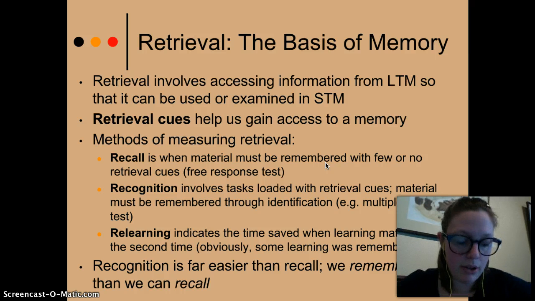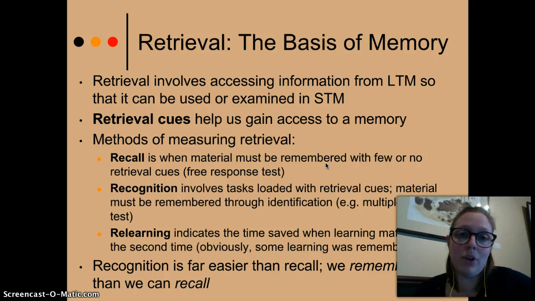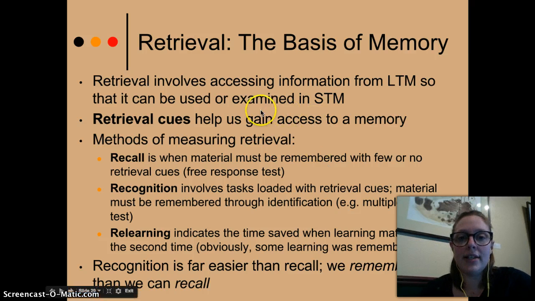We're looking today at retrieval, which is the basis of your memory really, and why we even have a memory. If you think about it, it's just like a golden retriever, right? You toss the ball and they go and fetch it. They retrieve the ball. So retrieval is simply that. We're retrieving memories. This involves accessing information from the long-term memory so that it can be used or examined in your short-term memory. We have things called retrieval cues that help us gain access to these memories.